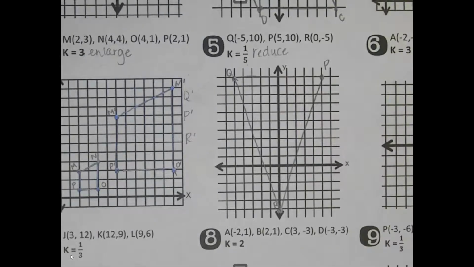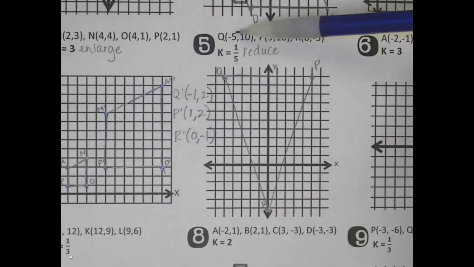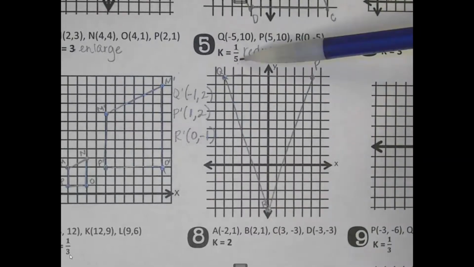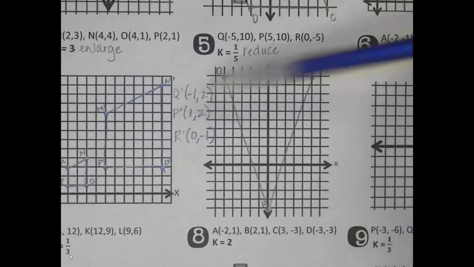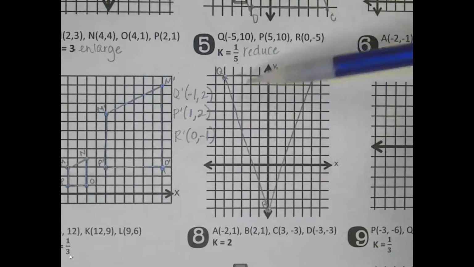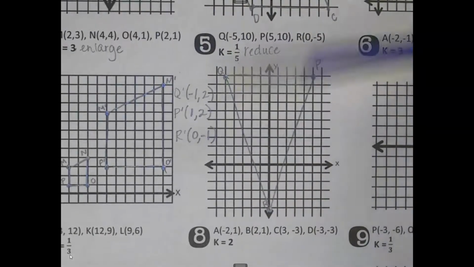Those of you at home obviously aren't doing this with a partner, but I want you to go ahead and try this. All right, so our new points. -5 divided by 5 is -1. 10 divided by 5 is 2. 5 divided by 5 is 1. 10 divided by 5 is 2. 0 divided by 5 is just 0. And -5 divided by 5 is -1.